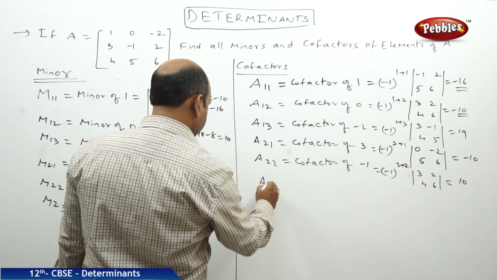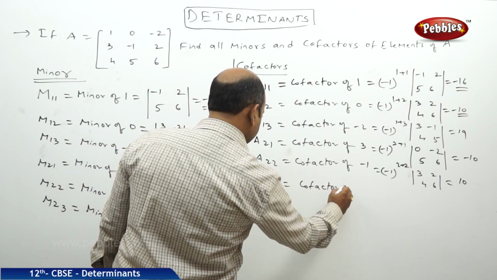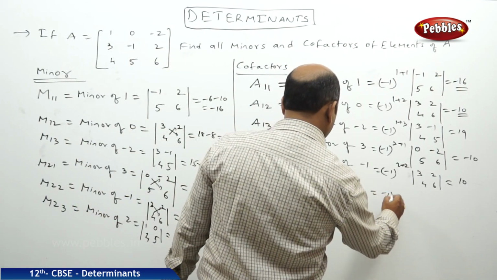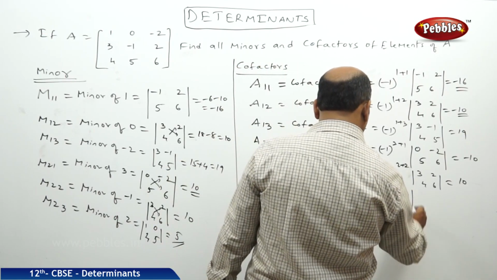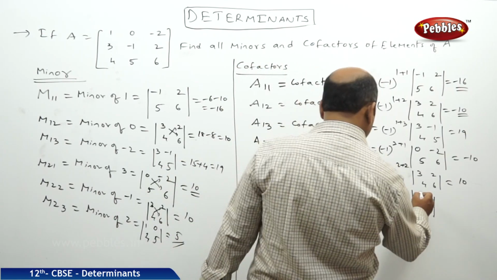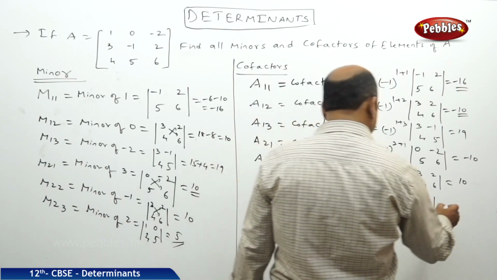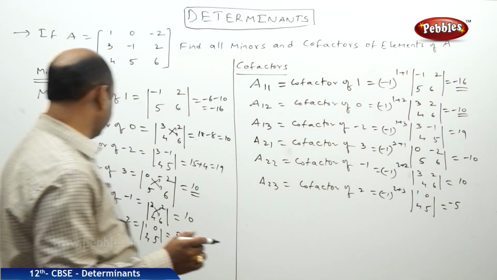So here also A23. So cofactor of 2, that is equal to minus 1 to the power 2 plus 3 into its determinant. What is the determinant? 1, 0, 4, 5. That will become minus 5, because minus 1 to the power 2 plus 3.